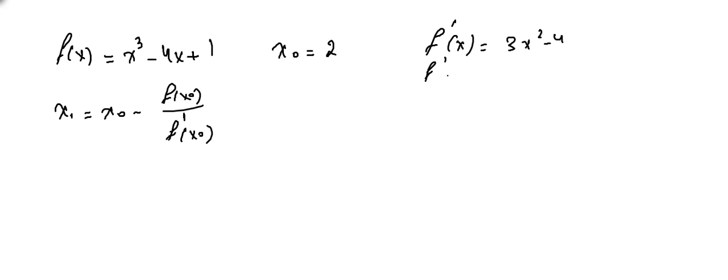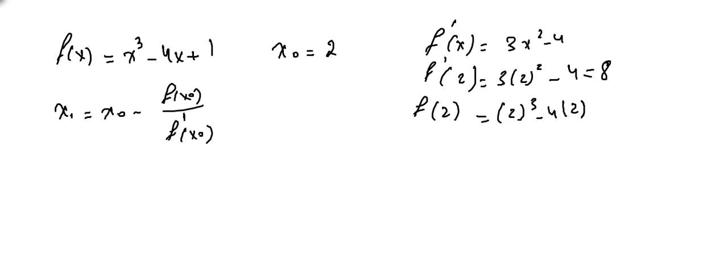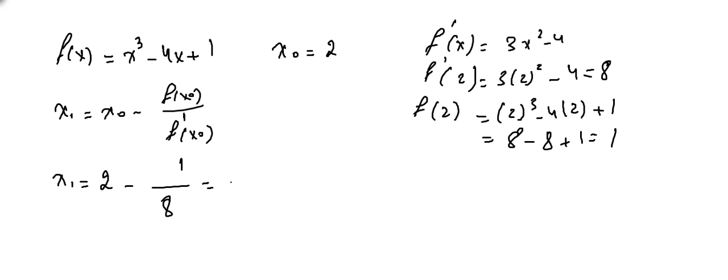So f prime of x node, which is 2, is equal to 3 times 2 squared, 12, minus 4, so it's equal to 8. And what is f of 2? It's 2 cubed minus 4 times 2 plus 1, so 8 minus 8 plus 1, which equals 1. Great. So x1 is x node, which is 2, minus f of x node, which is 1, divided by f prime, which is 8. So 2 minus 1 over 8.